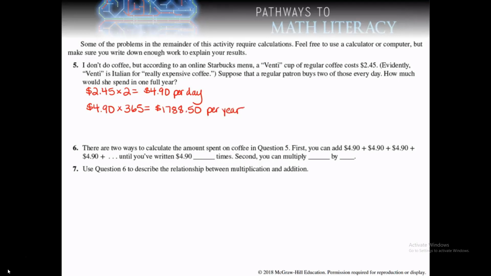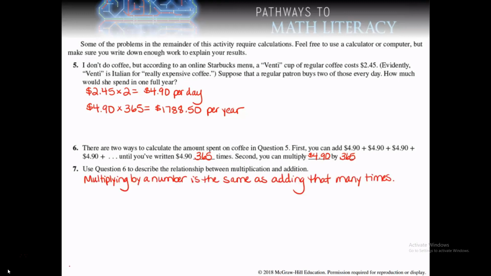Now 6 wants us to think about that calculation. There are 2 ways to do it. I could have added up $4.90 plus $4.90 plus $4.90 and so on until I got up to 365 days. Or I could do what I did, which is just multiply $4.90 times 365, which is much quicker. In 7 then, what's the relationship between multiplication and addition? Well, multiplying a number is the same thing as adding the number that many times.